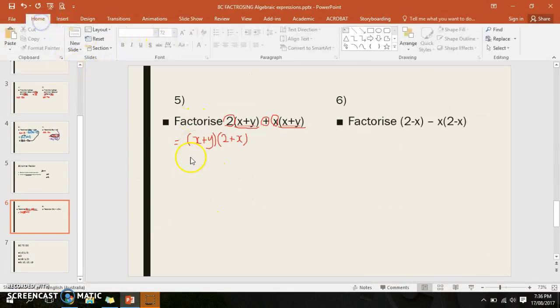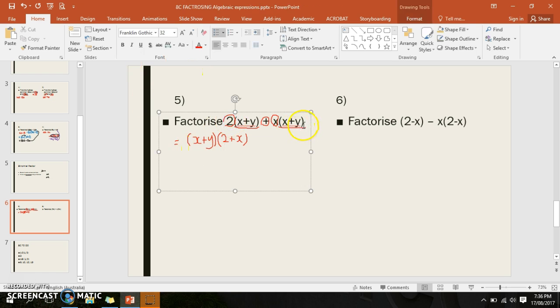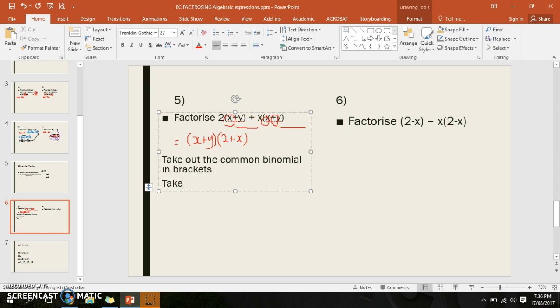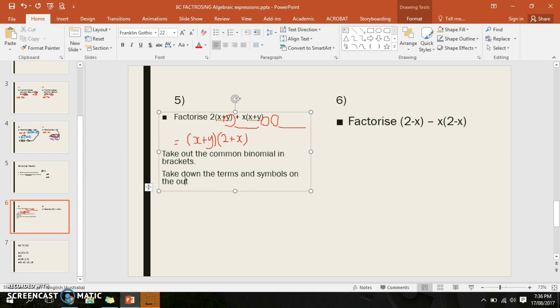If you need help with the steps, I'll type it down for you. What you need to do first is take out the common binomial in brackets, and then we're going to take down the terms and symbols on the outside.